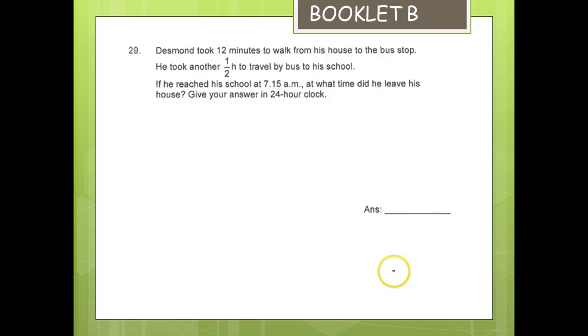Question 29. Desmond took 12 minutes to walk from his house to the bus stop, took another half hour to travel by bus to his school. If he reached school at 7:15, what time did he leave? So I know 7:15 is the time that he arrives in school. We want to find out what time did he leave. So I know he takes half hour to travel.